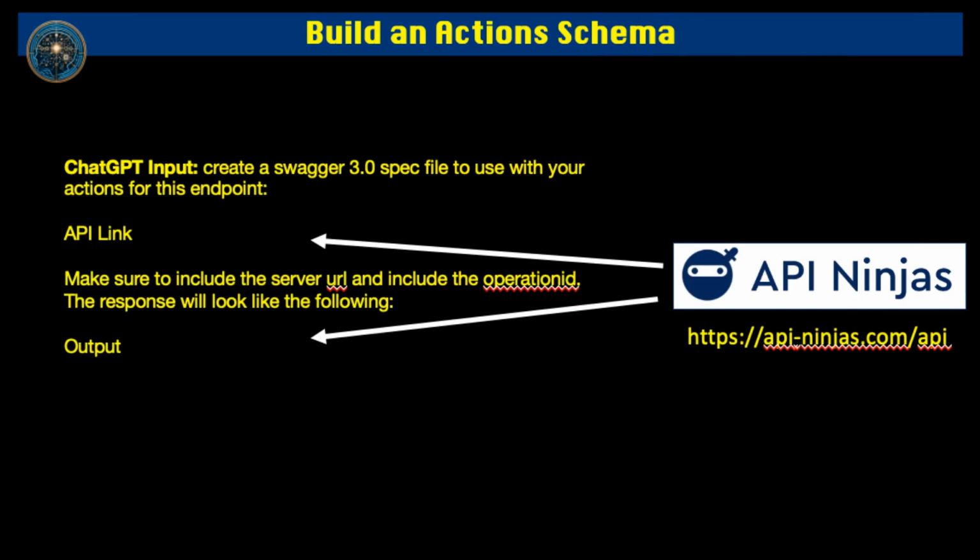So we're about to create the schema, and I don't want you to miss what we're actually doing. We're actually going to create the schema inside of ChatGPT. So we're going to put the following words in here and grab the API link and the output link from API Ninjas. So what we're going to put in ChatGPT is: create a Swagger 3 spec file to use with your actions for this endpoint. And then we'll go to API Ninjas and get the API link. And then under that, we'll make sure to include the server URL and include the operational ID. The response will look like the following, and we'll get that response from API Ninjas.